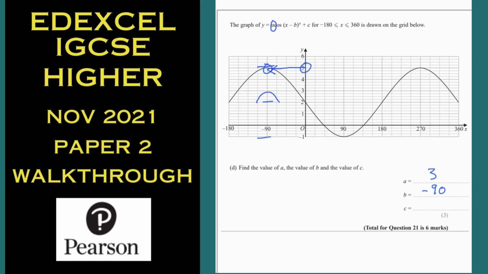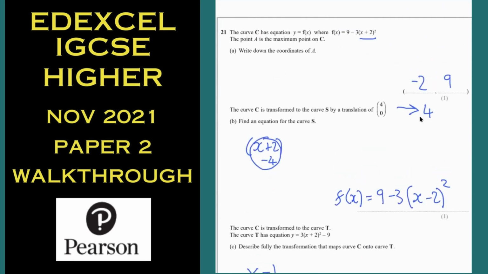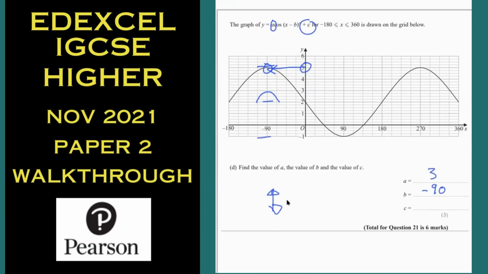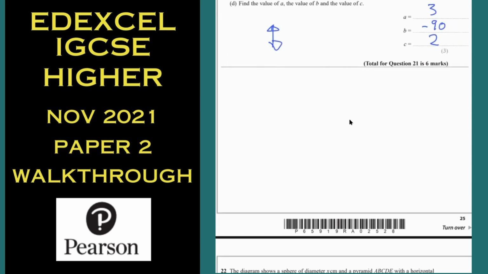And finally, what is C? C is a number that would move a graph up or down. It's a bit like the bottom part of a vector. The top moves it left and right, the bottom moves it up and down. But so does the 9 on the previous one. But this one, in order to move the maximum up to 5, when it should be at 3, it's been moved up 2. 6 marks for transformations. That's quite a lot. Horrible if you don't like them.